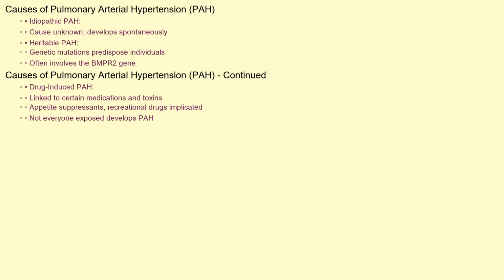So, what causes PAH? In many cases, called idiopathic PAH, the precise cause remains a mystery. It develops spontaneously without a clear trigger. Heritable PAH, on the other hand, stems from genetic mutations, often affecting the BMPR2 gene, but also others. These genetic changes predispose individuals to developing the disease.